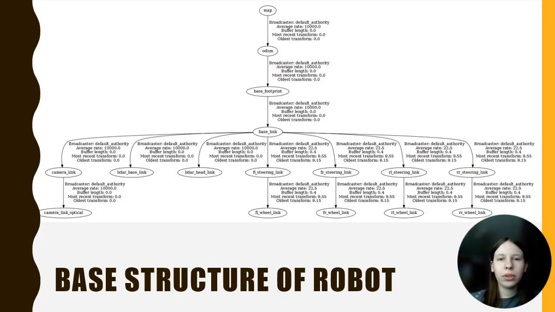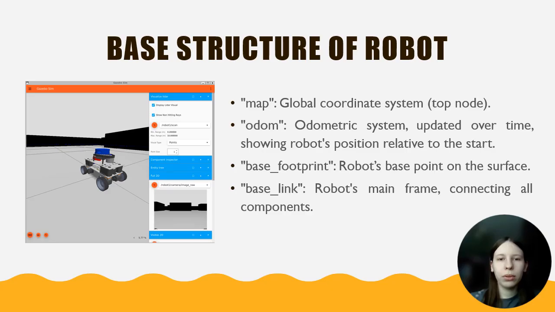The image shows a graphical visualization of the frame tree in the ROS2 system created using TF2 and the View Frames tool. The map node is a global coordinate system linked to ODOM, the odometric system that tracks the robot's position. It is connected to base footprint, the robot's base point, and then to base link, the main frame linking all other components.